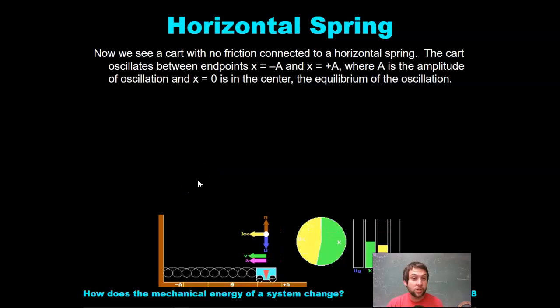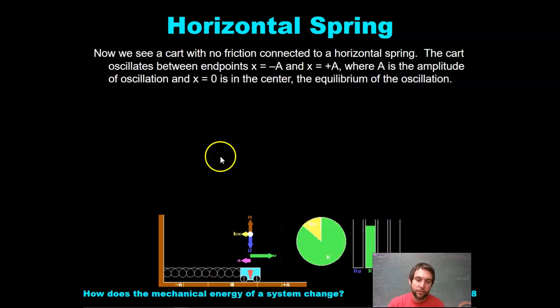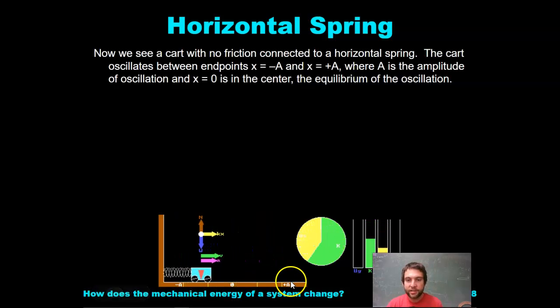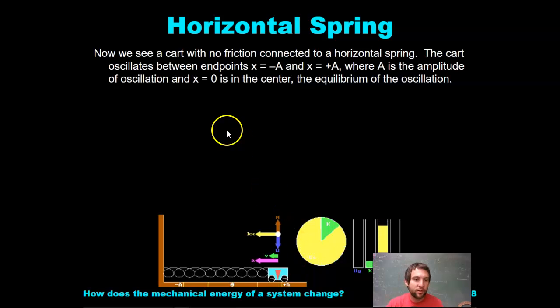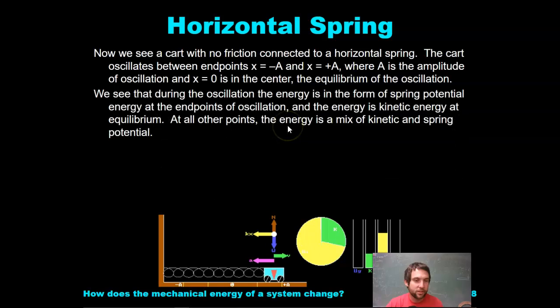On to a new situation. We see a cart with no friction connected to a horizontal spring. The cart oscillates between endpoints x equals negative A, negative amplitude, remember, and positive A, positive amplitude, where A is the amplitude of oscillation, and x equals 0 at the center and the equilibrium of the oscillation.